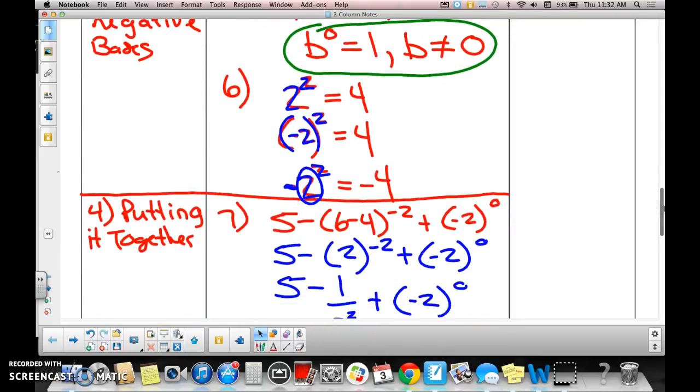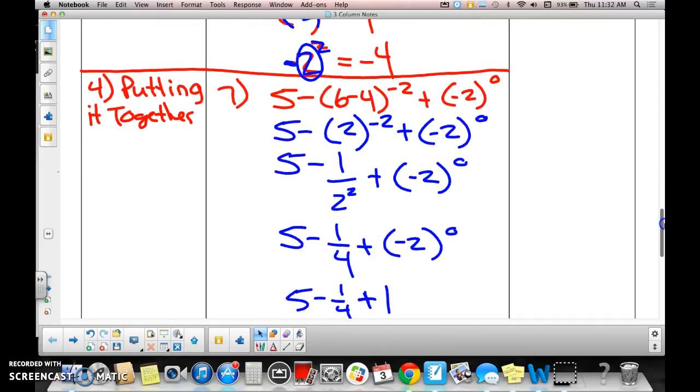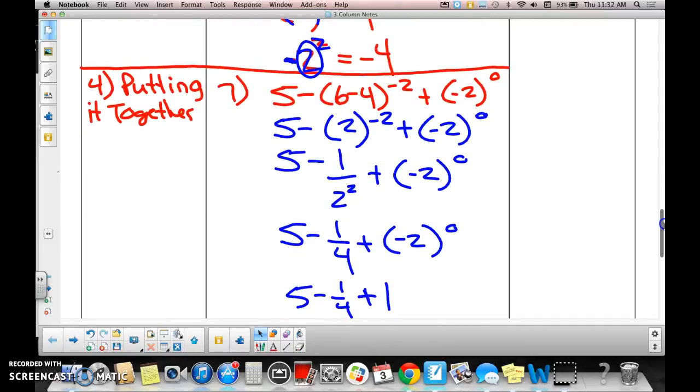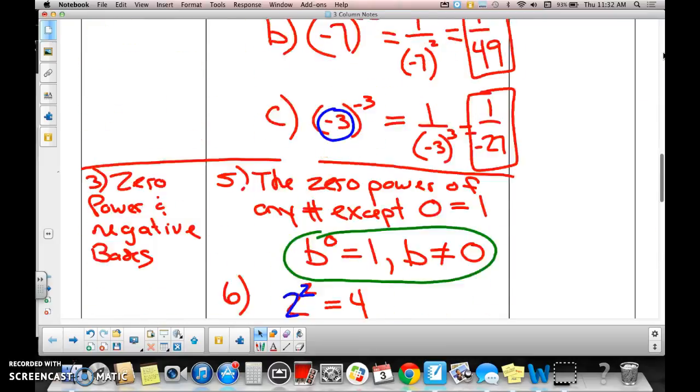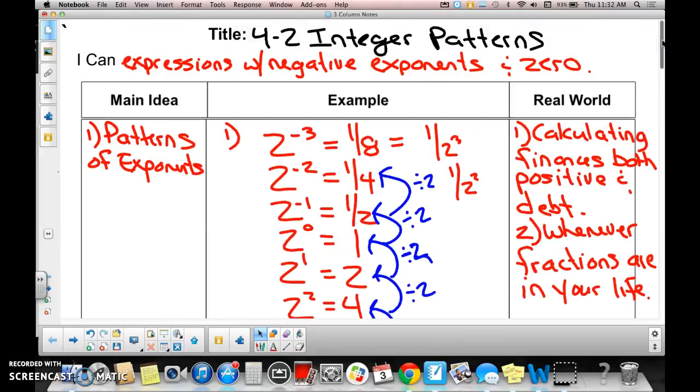And number 5, then we showed our number 7 here, we showed our order of operations of how to solve a problem with a 0 and a negative exponent. So go ahead and take a look at that. And then our real world example that we came up with is calculating finances, both in the positive with positive exponents, and then possibly even if you are losing money with negative exponents.